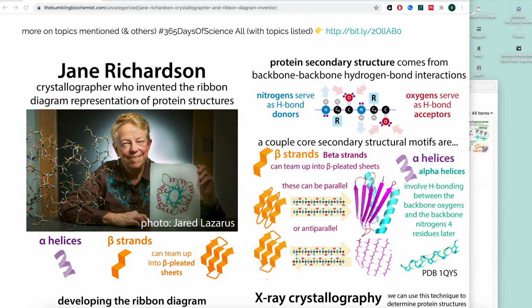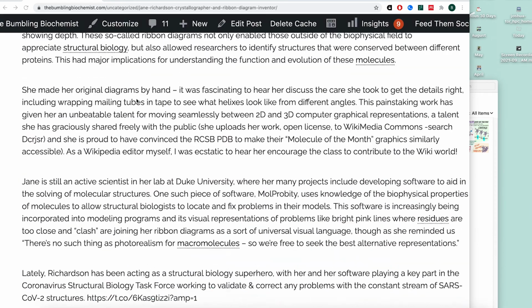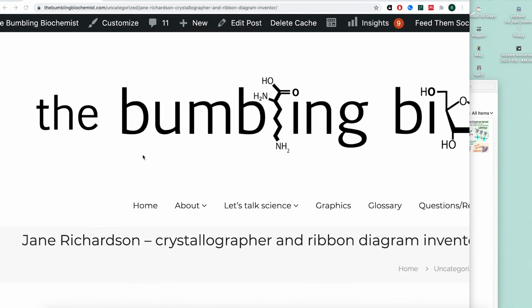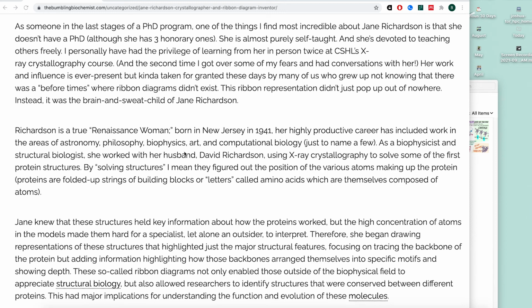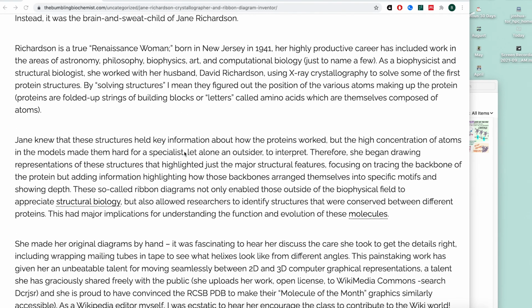I had the pleasure of meeting Jane Richardson a couple of times at Cold Spring Harbor when she'd come to help teach the crystallography course. And she is just an amazing woman. More in this post about her, but she's a Renaissance woman. She studied space, philosophy, biophysics, astronomy, and computational biology. But she doesn't even have a PhD. She's just incredible. She's mainly self-taught.